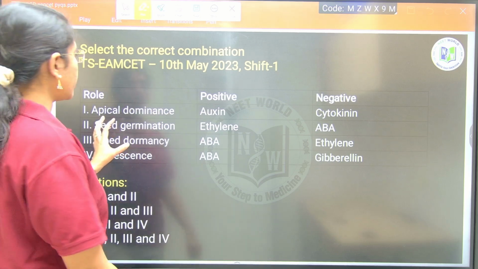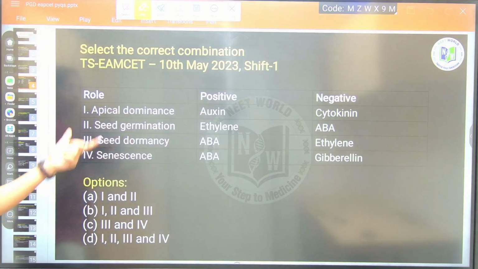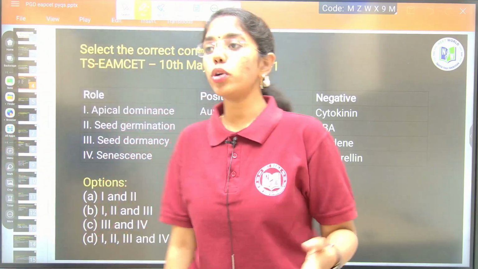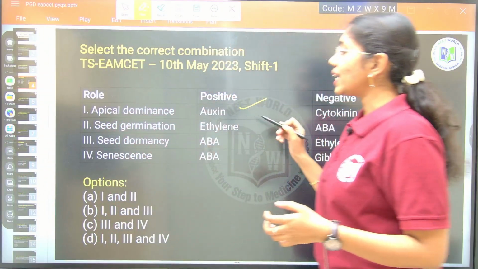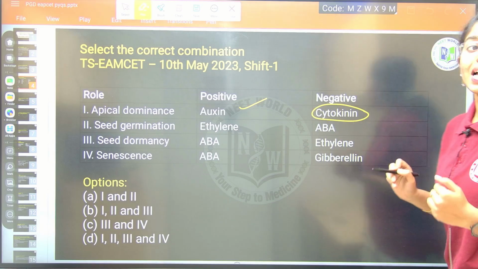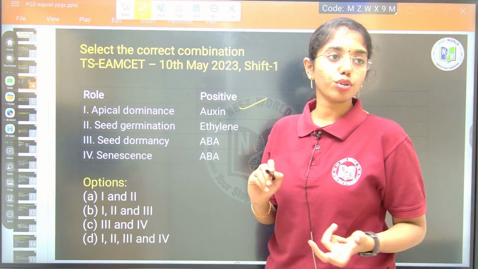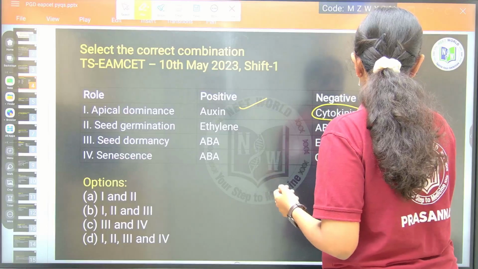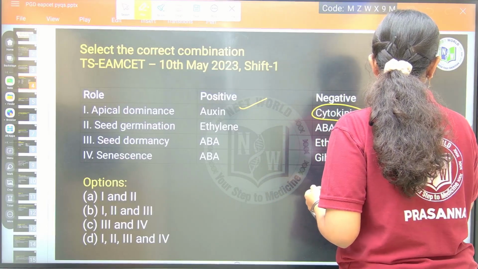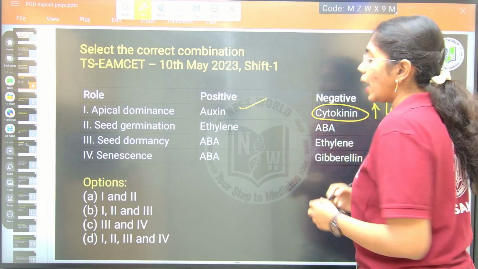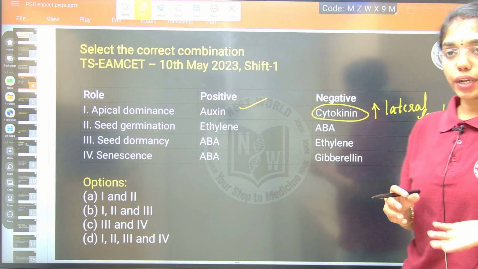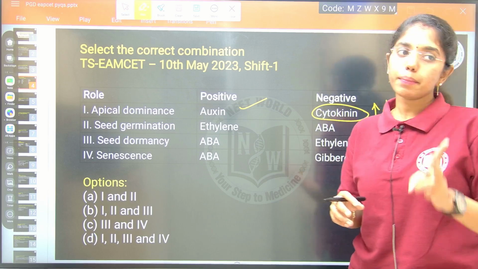Here you look into the table properly. First, apical dominance. Positive effect of apical dominance is promoted by auxin, and cytokinin promotes the growth of lateral buds. And then seed germination. Seed germination is promoted by gibberellic acid and by ethylene.